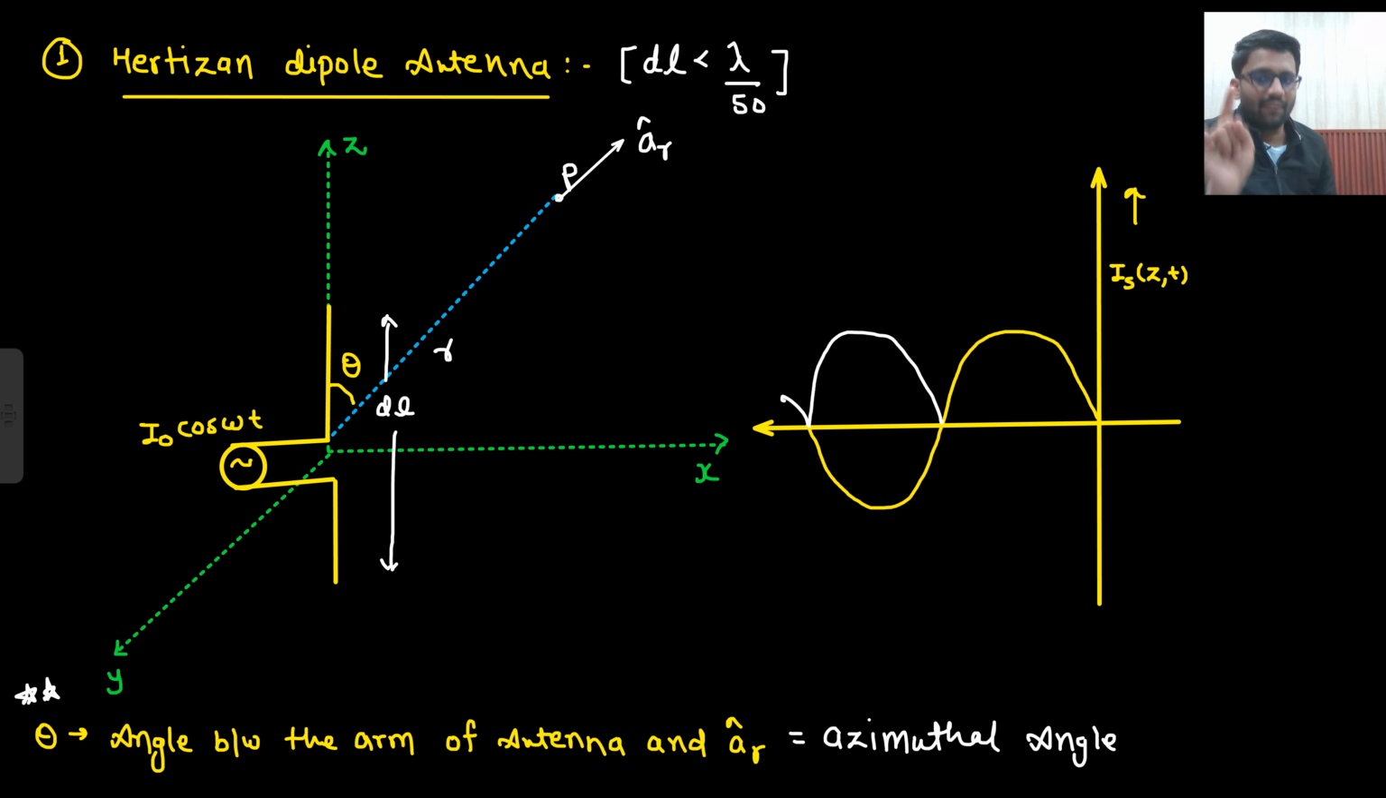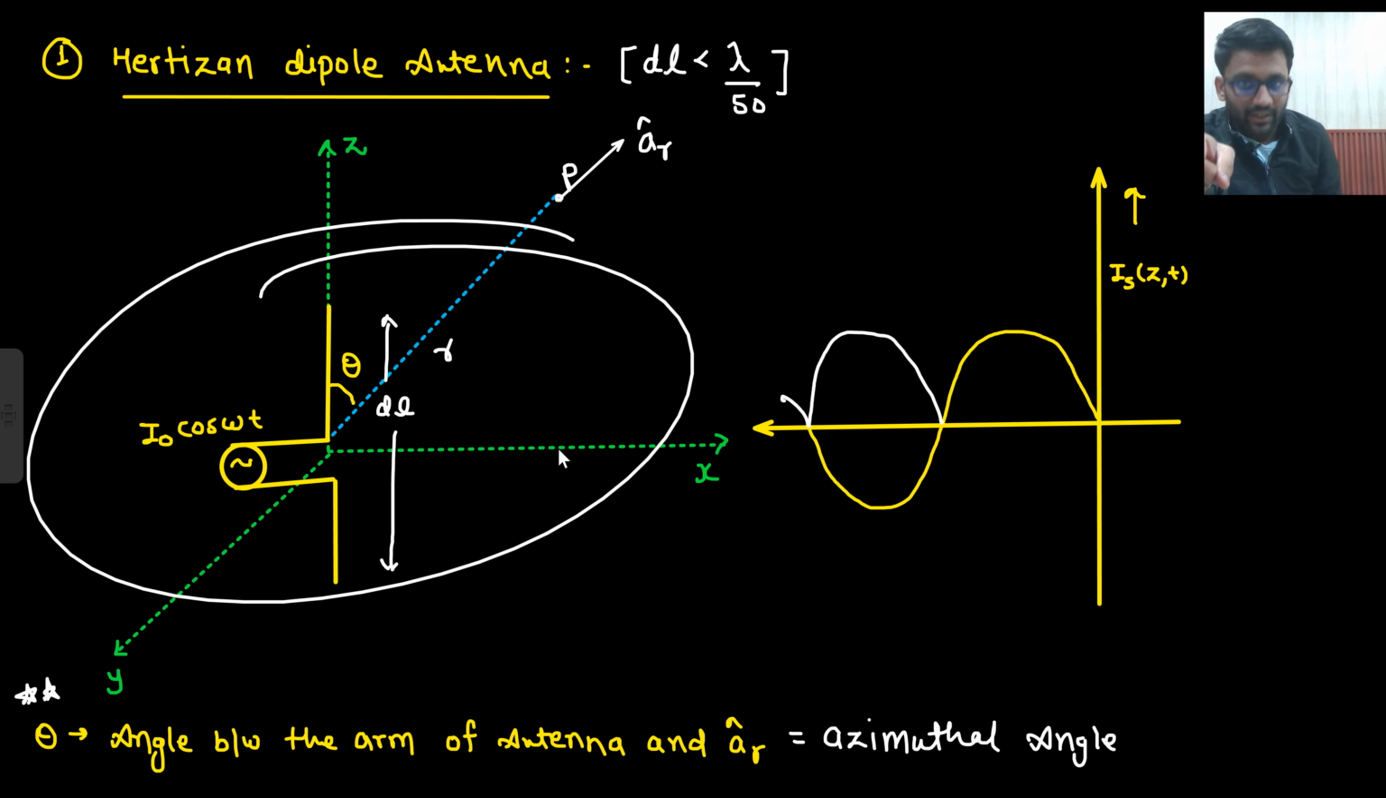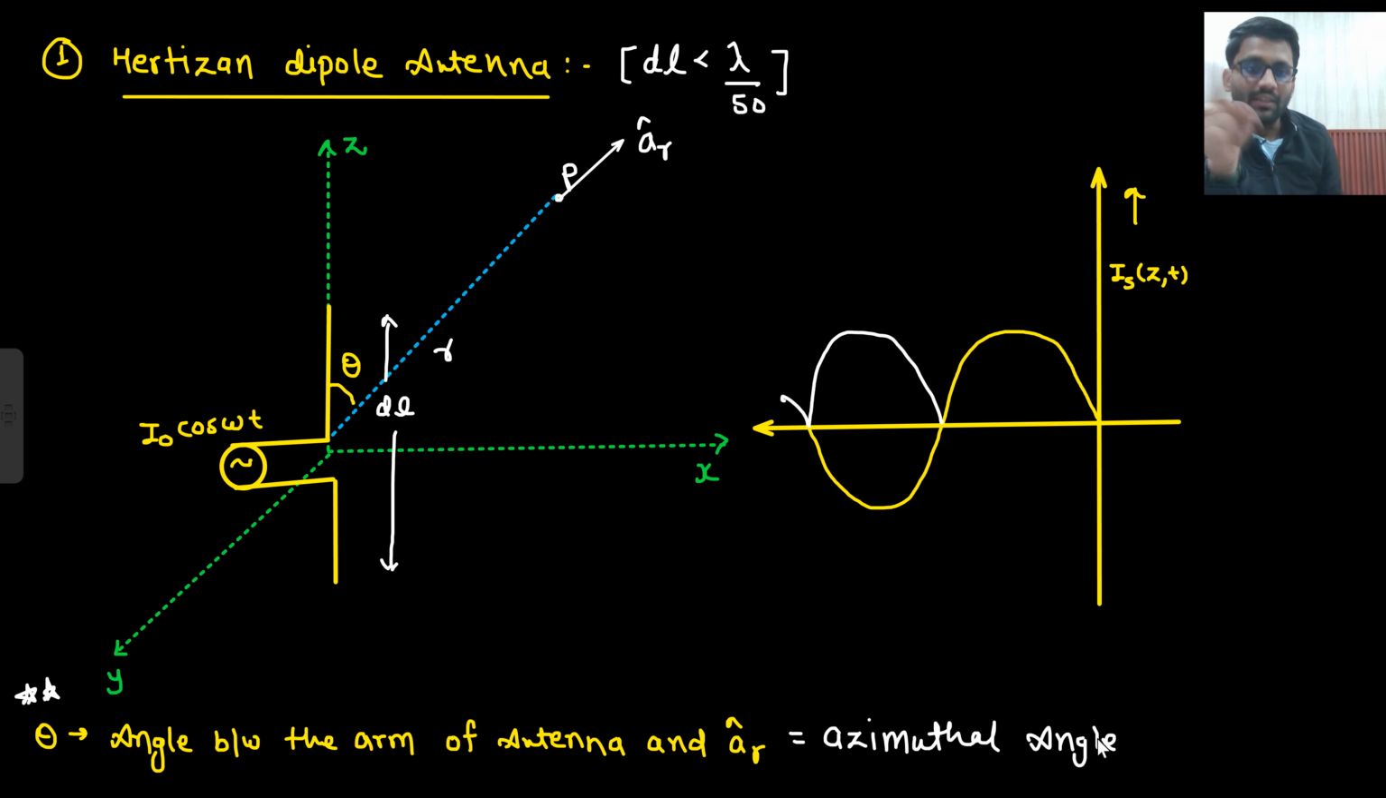When we define theta, we are defining that angle between the arms of antenna and AR cap. Here, for this particular geometry, our theta is equal to the azimuthal angle only. Both angles are the same. Whether you call it the angle between the arm of antenna and AR cap, or the azimuthal angle, both are the same thing. Are you getting this point? But not necessarily will they be the same. Always it is not necessary that they will be the same.